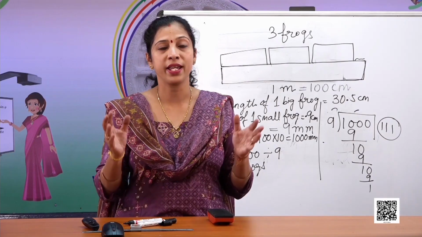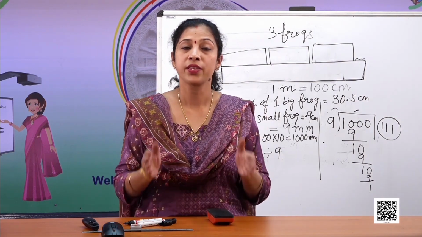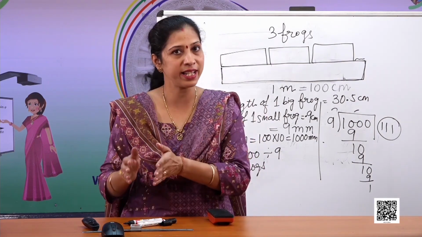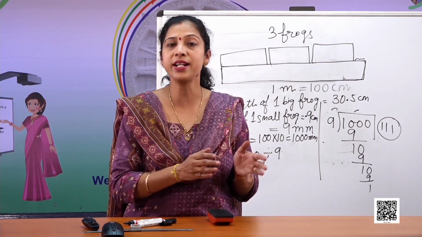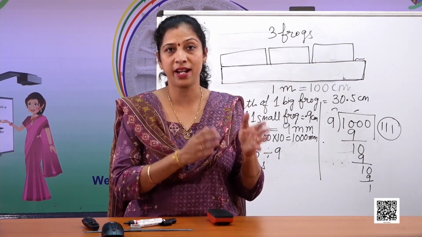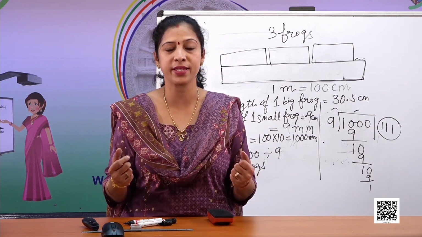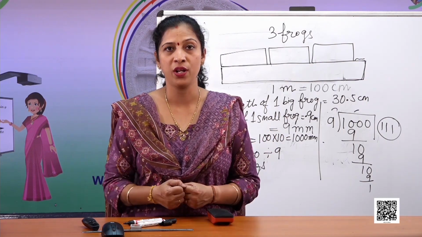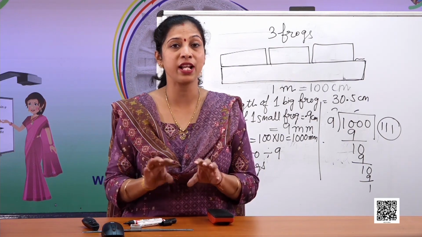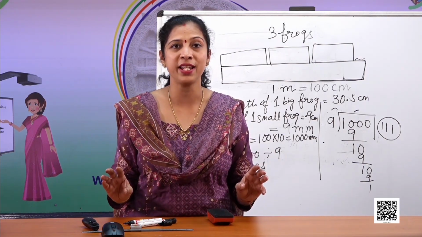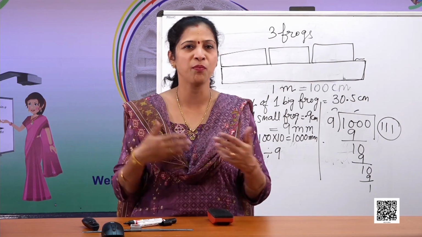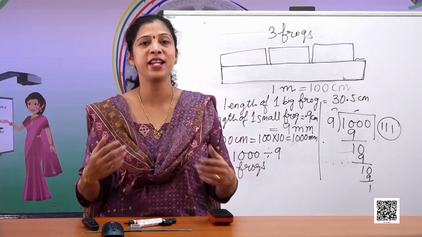Children, I hope in this part you understood the difference between tens and tenths, and the difference between 100 and hundredths. 10 and 100 are whole numbers, whereas tenths and hundredths are parts. They are the parts of a whole. I hope you understood this and you will enjoy doing this activity. And let's learn something more about tenths and hundredths in the next part.